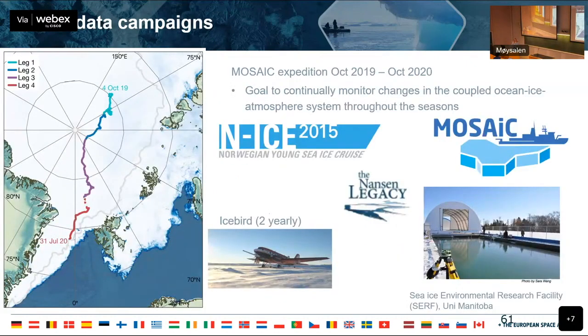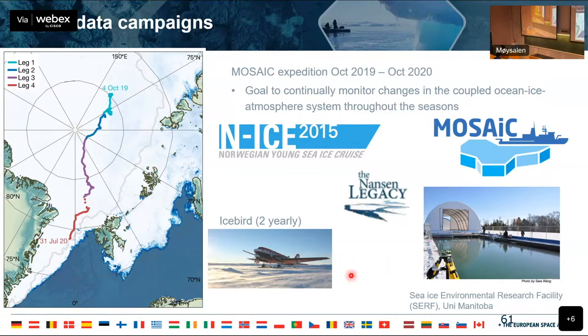So, I apologize deeply to everyone who's now feeling very offended that I didn't put a logo for any of your campaigns up here. We're in Norway, so there's a slightly overrepresentation of Norwegian campaigns here. We had N-Ice that drifted with the sea ice back in 2015, followed by Mosaic, who drifted for a full year in the Arctic. Here you see one of the floes, floe 1.